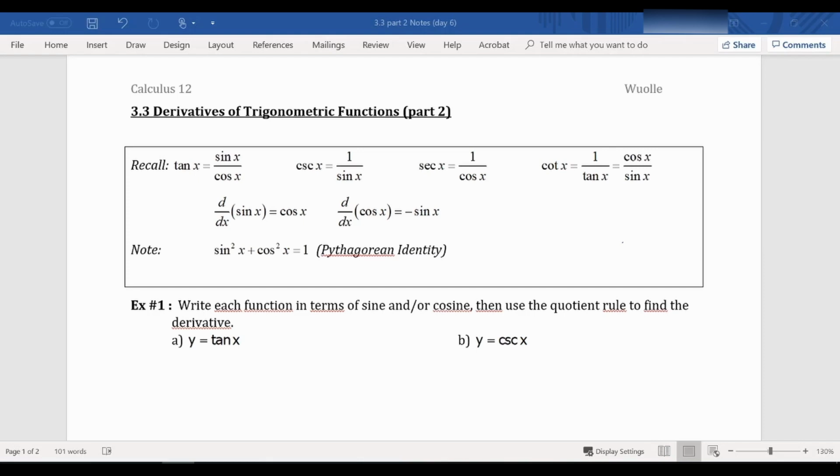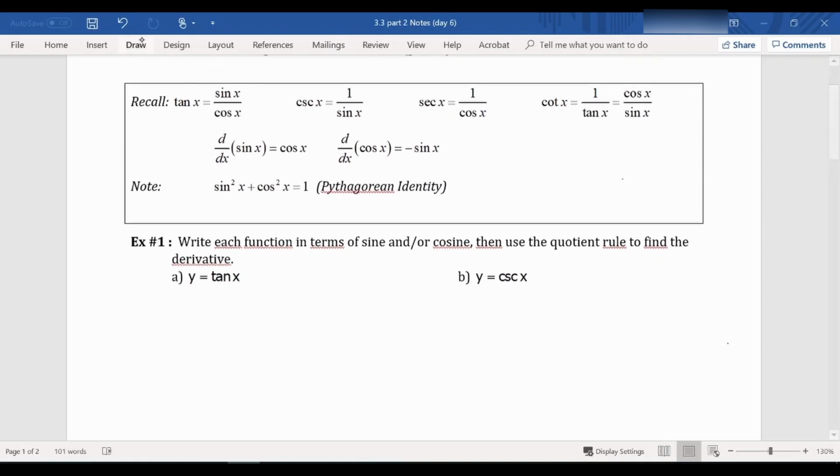Realistically, sine and cosine are the ones you're going to deal with most. They are ones you should absolutely make sure that you know by heart, the derivative of sine and the derivative of cosine. So we're going to use those two to find the derivatives of the other four trig functions that we don't know our derivatives of yet.